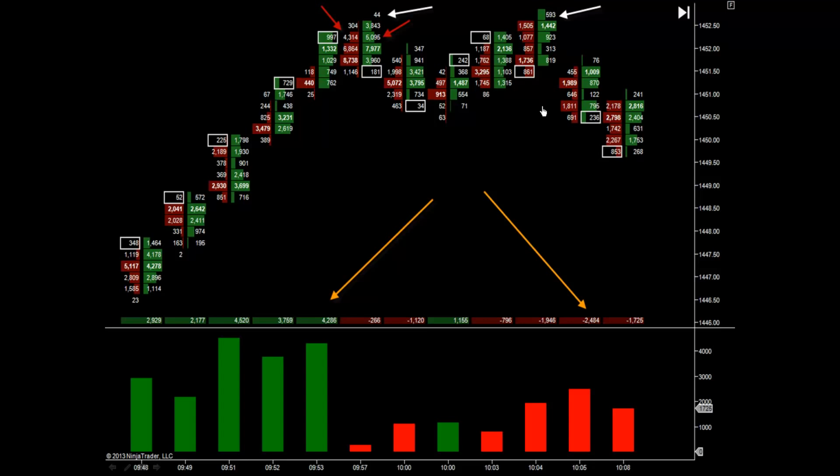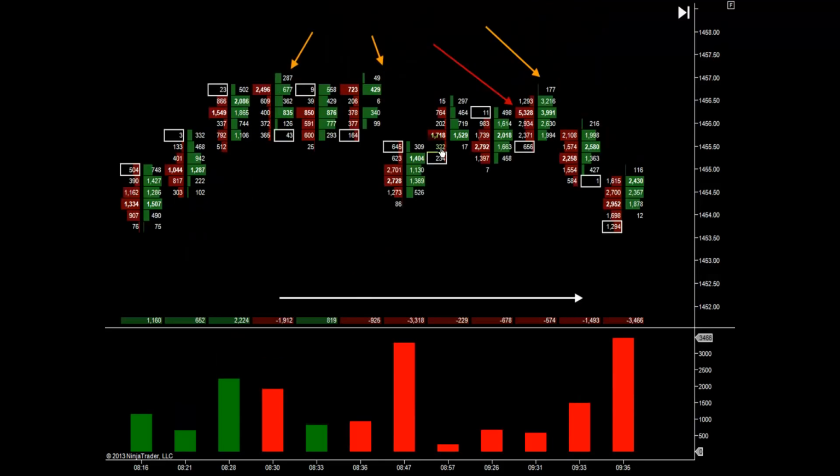So that's kind of how you can use that. And you should be able to get a feel how you can play aggressively with an early entry and less aggressively based on the footprint chart, based on the flow of other traders. Now this is a slightly different type of reversal.